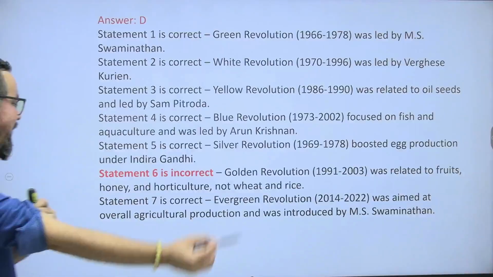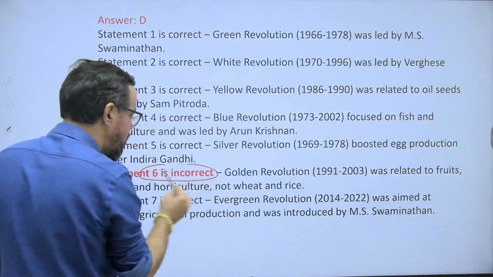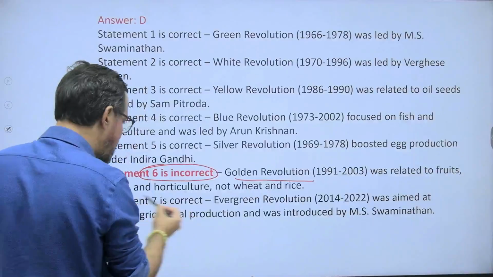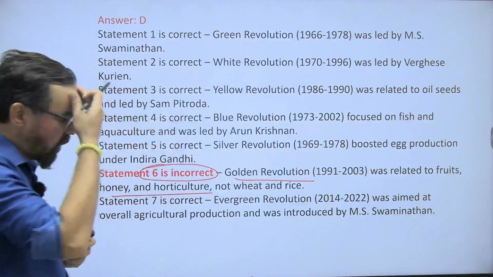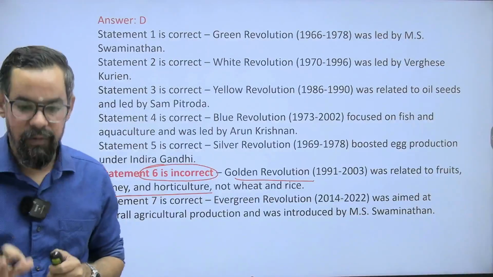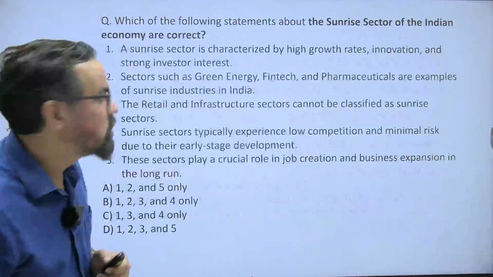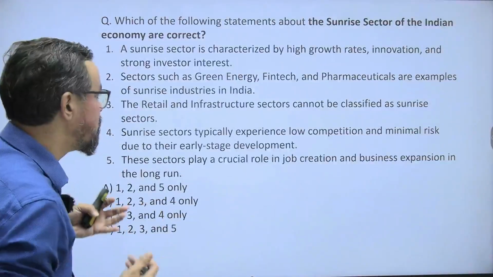So the only incorrect statement is statement 6. Golden revolution, which is related to fruits, honey, horticulture, not related to wheat and rice. For wheat and rice, we have your green revolution. Correct? Okay, next question. One another question based on this.